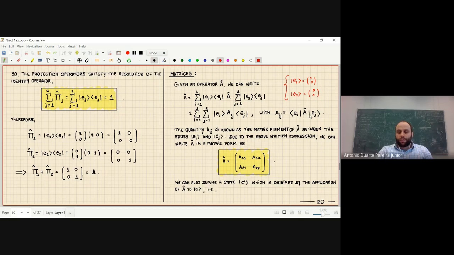Okay? So what we are seeing here is that an operator A hat has a matrix representation, a 2x2 matrix representation, where each of the entries of the matrix is nothing but this sandwich here. The sandwich is between the bra of one of the vectors of the basis, the operator, and the ket which corresponds to one of the vectors of the basis. So that's how you extract the matrix elements of your operator. Okay?